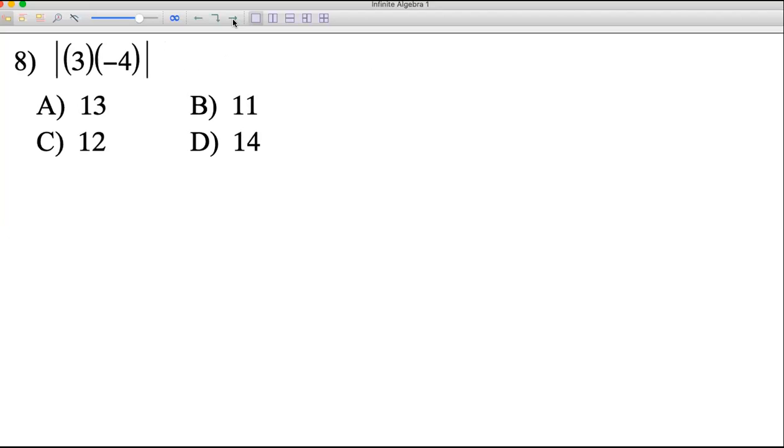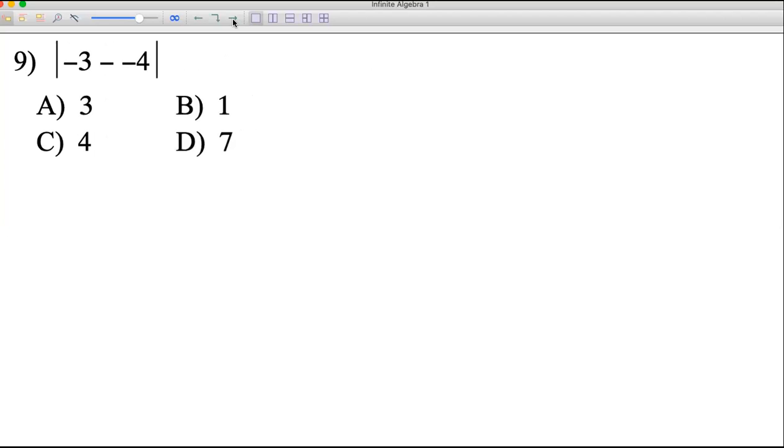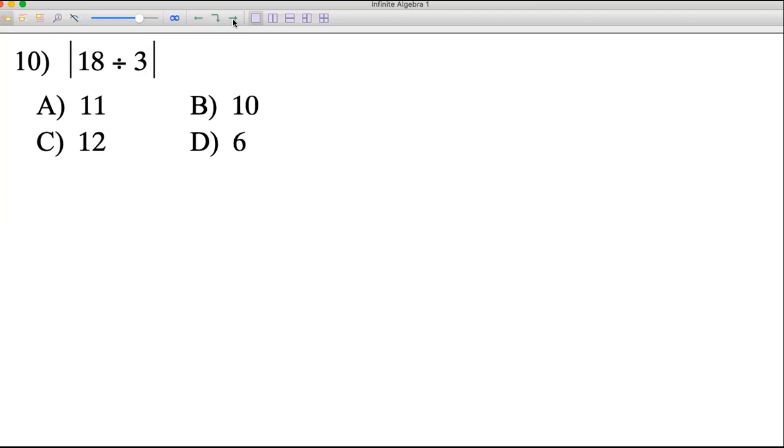Do you remember how to do absolute values? What is the answer to any absolute value? Positive or negative? It's always positive. So therefore the answer is? The most common mistake people make is they say, well, it gives me the opposite. Absolute value doesn't give you the opposite. It gives you the positive value. So 18 divided by 3 is 6, and 6 already is positive.